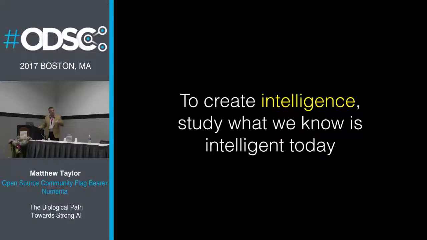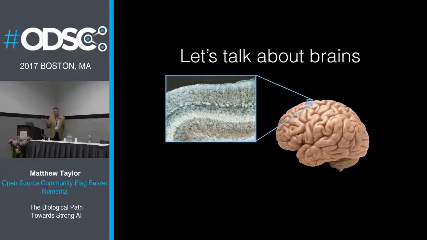Because we think to create intelligence, we need to study what we know is intelligent today. And the one thing that everybody, I think, can agree is intelligent is the mammalian neocortex. So we're going to start there. There's a lot of discussion about what's intelligent and what's not, but we all agree that our brains are intelligent. So let's talk about brains a little bit.